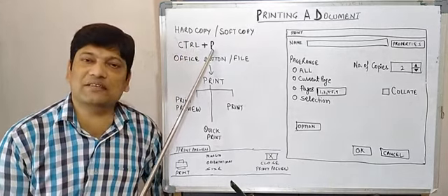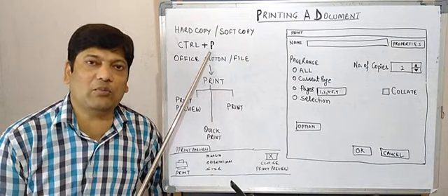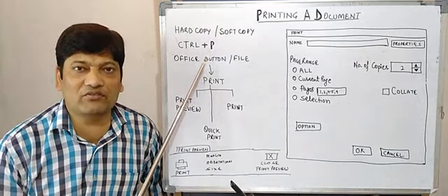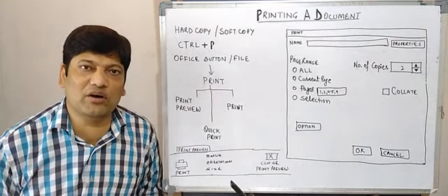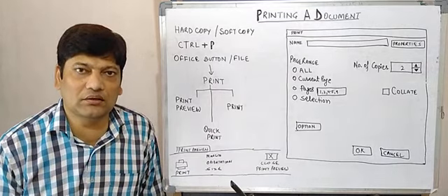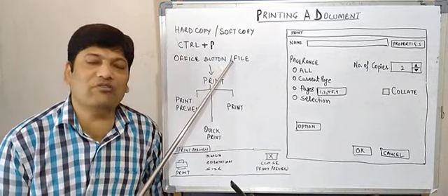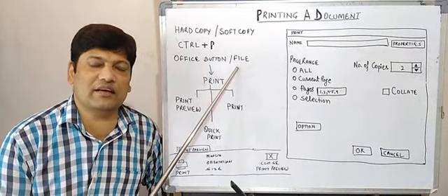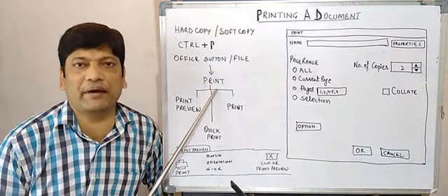Now Control P is a shortcut key to get the print dialog box. The print dialog box is very important. Before taking a printout we have to click the OK button from the print dialog box. Whenever you want to open the print dialog box, either you can use the shortcut key Control plus P, or you can go to the Office button or File menu. In some versions you will find the Office button, and in some cases you will find File. When you click on this, you will get an option of Print.